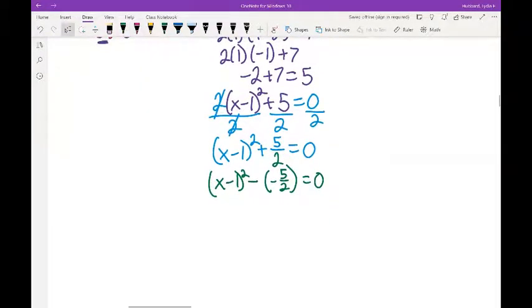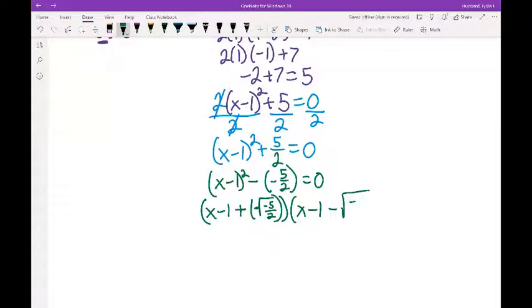Okay, so I would say x minus 1 plus the square root of a negative 5 halves, times x minus 1 minus the square root of a negative 5 halves. Okay, and let's talk about what that would simplify to super quick.